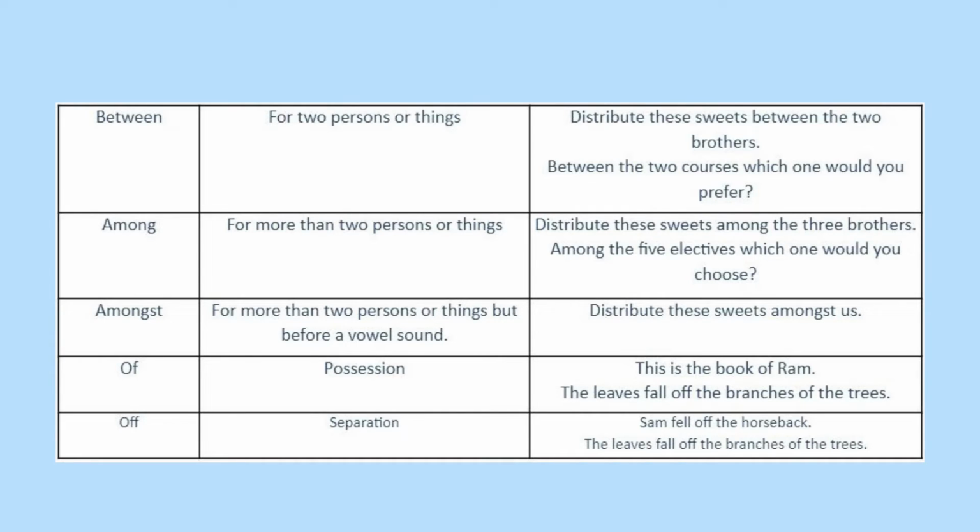Now, let us see another preposition, that is off. It shows the separation. We will again take the example that we took for of. The leaves fell off the branches of the trees. Here, the first off is used to show the separation of the leaves from the branches. The next example is Sam fell off the horseback. In this statement, off is used to show the separation of Sam from the horseback.